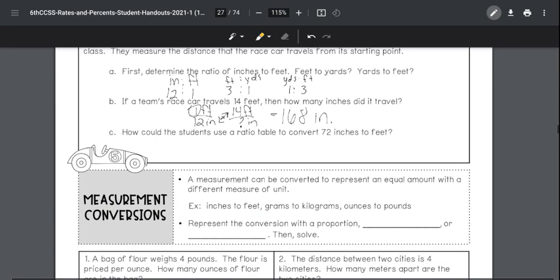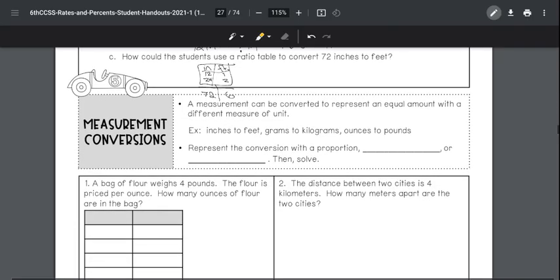Part C. How could students use a ratio table to convert 72 inches into feet? All they would have to do is set up our little ratio table, put inches to feet, and continue the pattern. 1 foot equals 12 inches. 2 feet equals 24 inches. Continue all the way until you get to 72 inches, and you end up figuring out that it's 6 feet. Okay, so they can use that and follow those patterns to make sure that they have the correct number of feet for 72 inches.